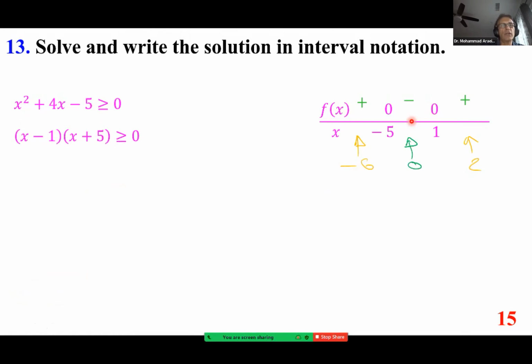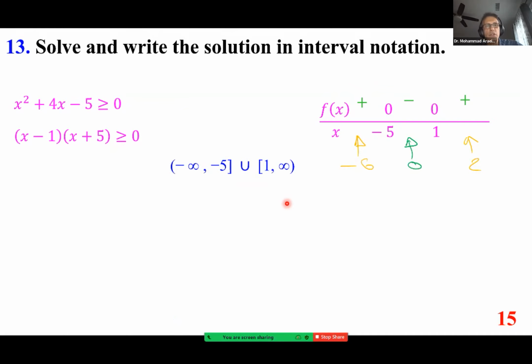So we go back to the question, we want greater than or equal. So wherever we see positive is the answer, which means from, remember, it's from -∞ to -5, union 1 to infinity. And the endpoints are included. The reason we use brackets for -5 as well as 1, because equality says so. If we didn't have equality, we would use parentheses.